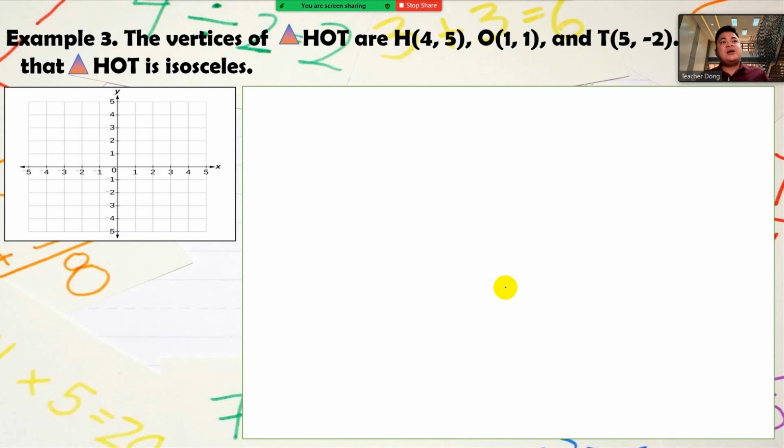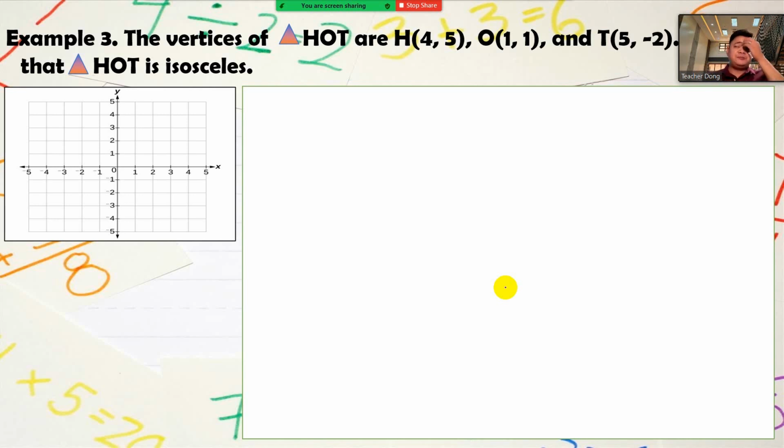Alright, so let's have number 3. Examples 1 and 2 were just about solving for the distance between 2 points using the distance formula. So we will now have the learning competency: we will prove some geometric properties using the distance formula.